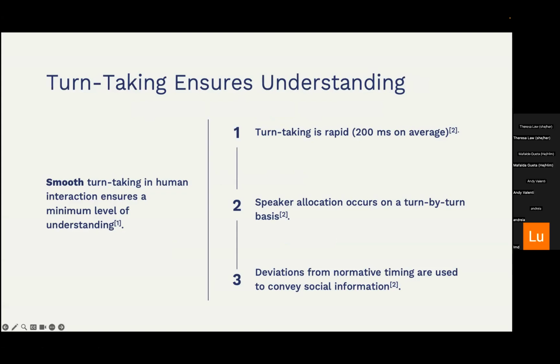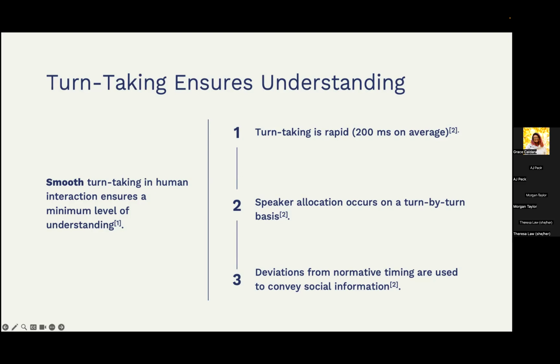What is turn taking in human interaction? And what is the importance of turn taking in human interaction? When we're all having a conversation, we are able to rapidly switch between who is speaking. And we know from a lot of research in human interaction that smooth turn taking is very important in how we interact and ensures that we can actually understand each other.